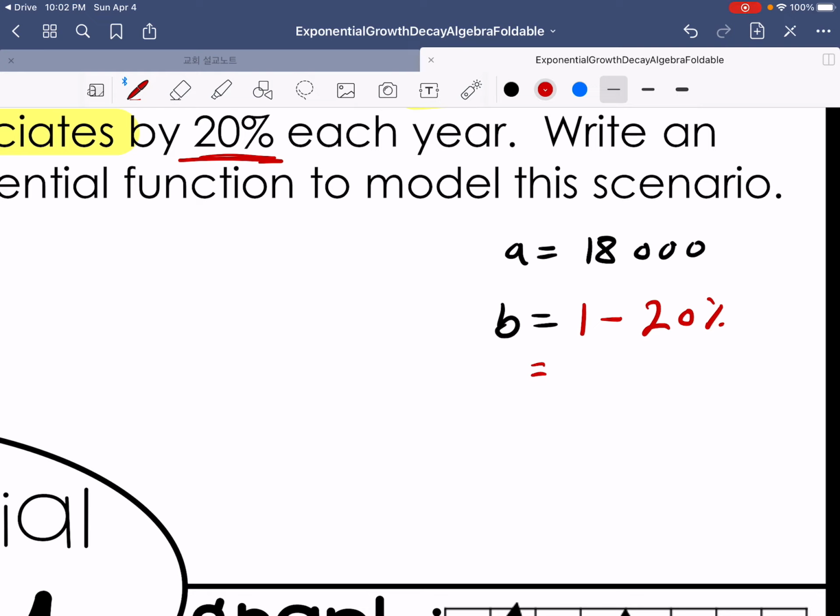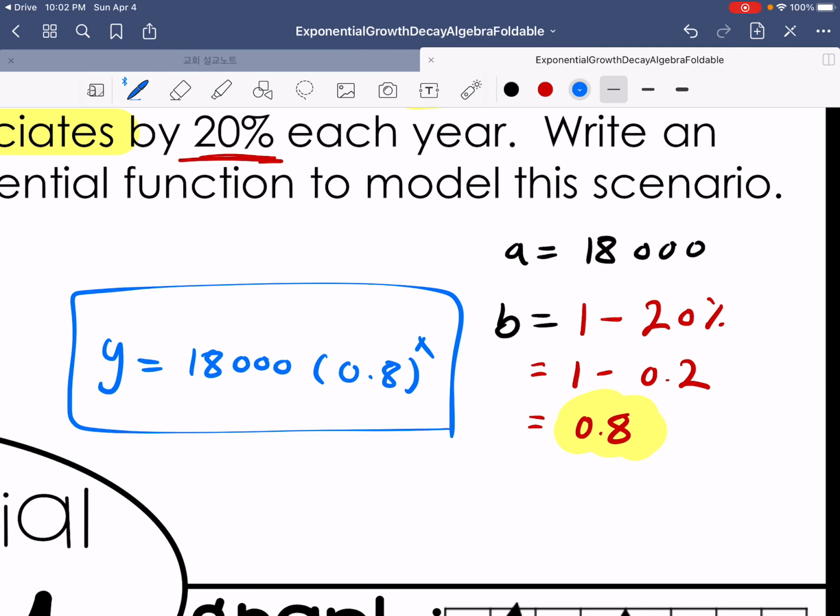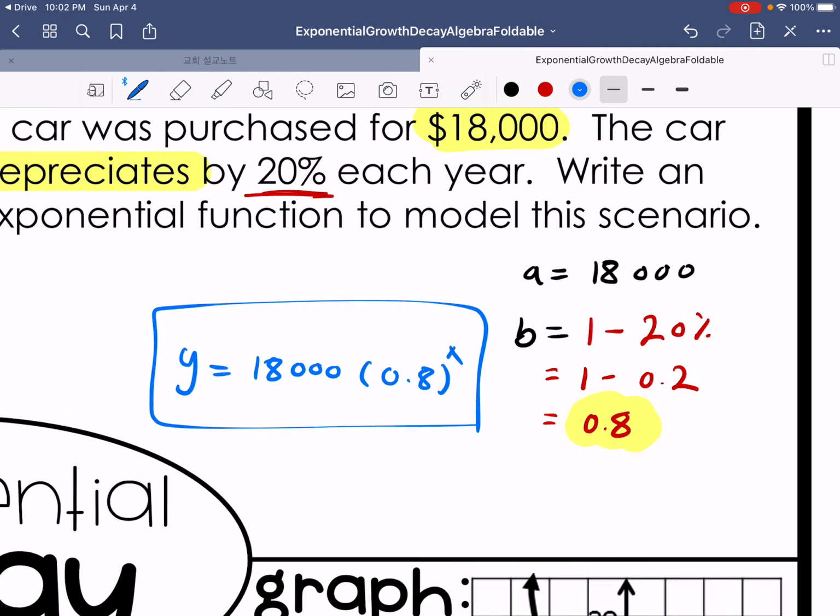So 20%, if you change it to a decimal, is going to be 0.2. 1 minus 0.2 is 0.8, right? Which makes sense, 0.8 is less than 1, right? Therefore, this one is decay. So y equals $18,000 times 0.8 to the x power, and the price of the car will decrease by 20% every year, like this. So this is going to be the equation for this exponential function, okay?